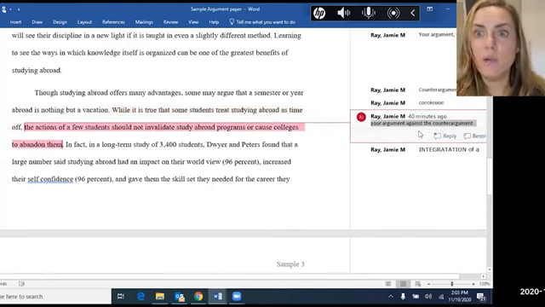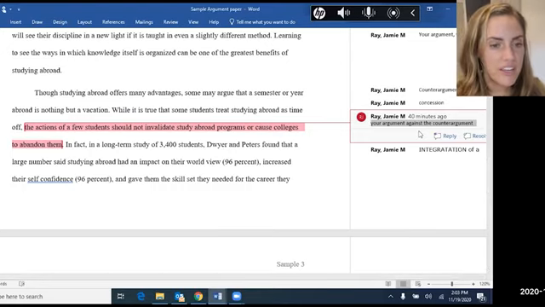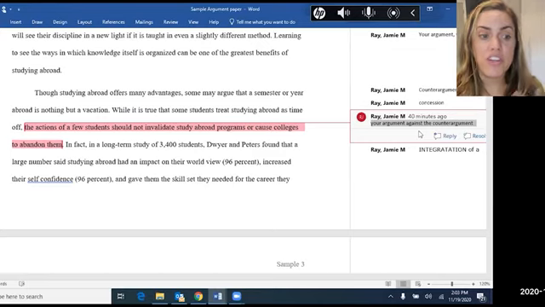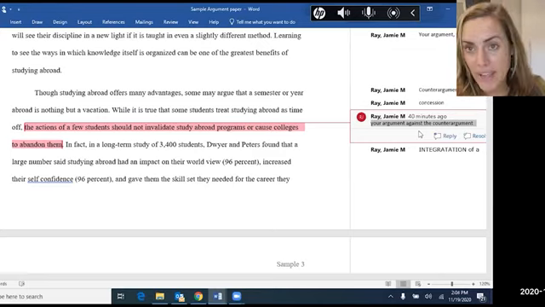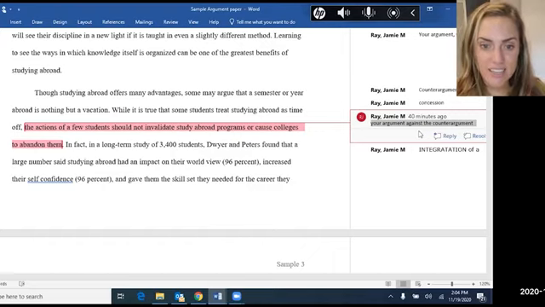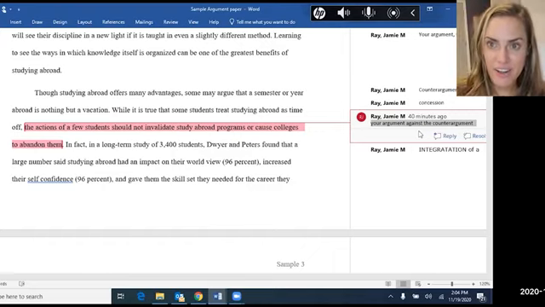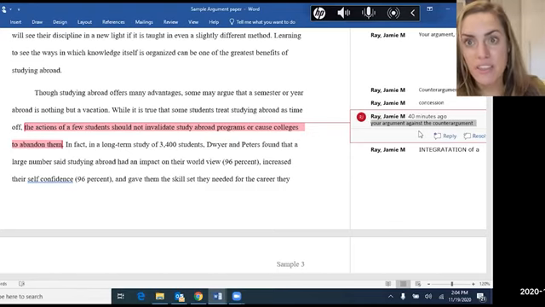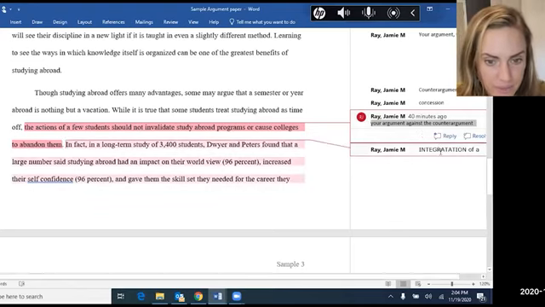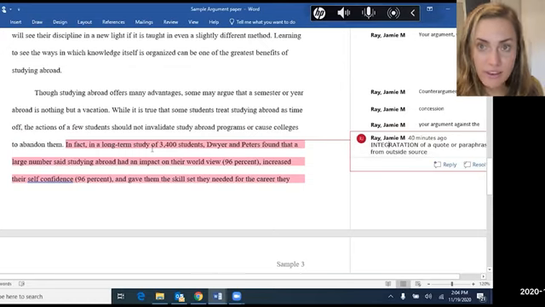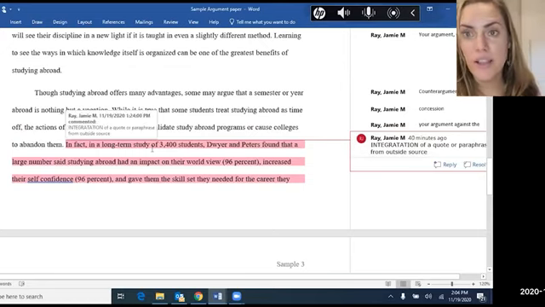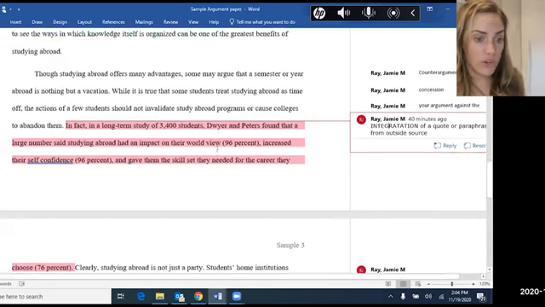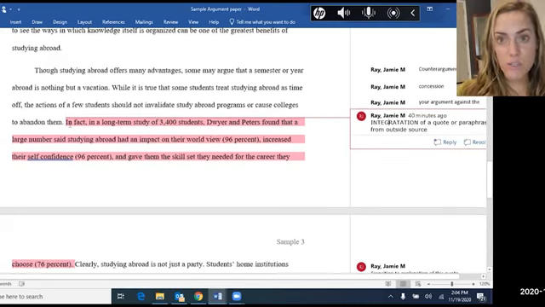And this is where they say, no, but you're wrong. It's a refutation. "The actions of a few students should not invalidate study abroad programs or cause colleges to abandon them." This is the argument against that counter argument, or in other words, the refutation. Okay. Then, how do you support what you just said? You got to support it, right? You can use your own life experience, or you can integrate an outside source.